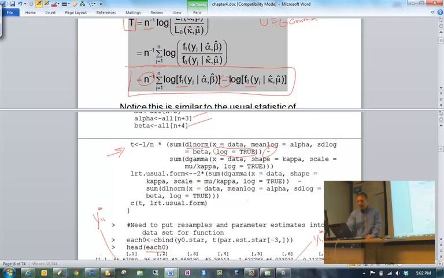I then subtract the corresponding dgamma part and multiply by 1 over. And just for fun, to show that indeed you do get exactly the same answer, here is the usual -2 log lambda statistic as well.